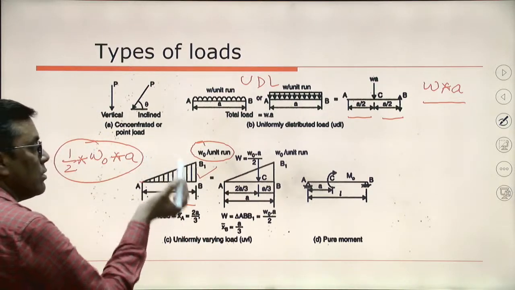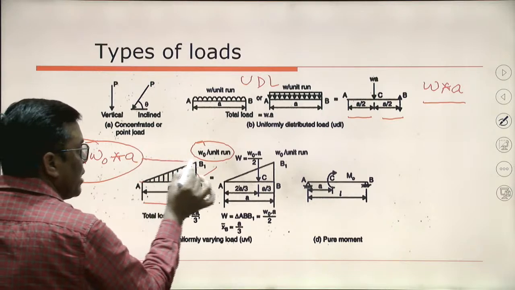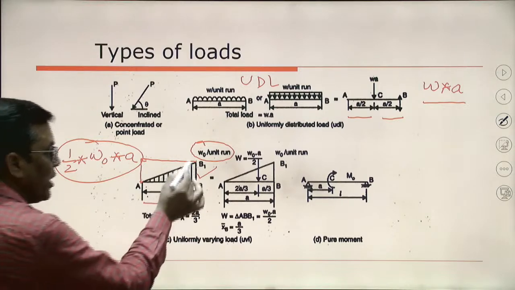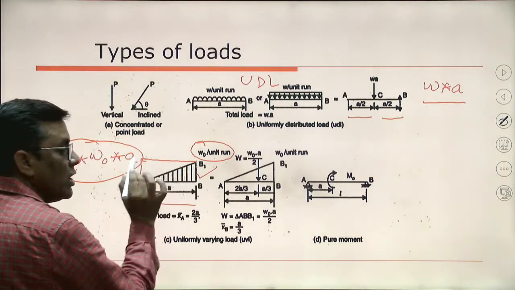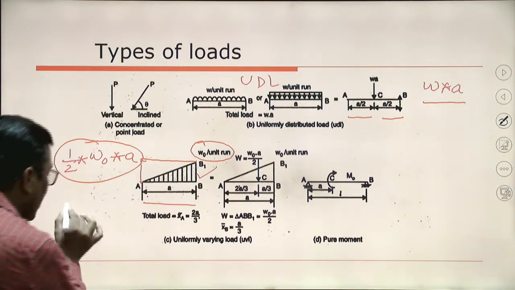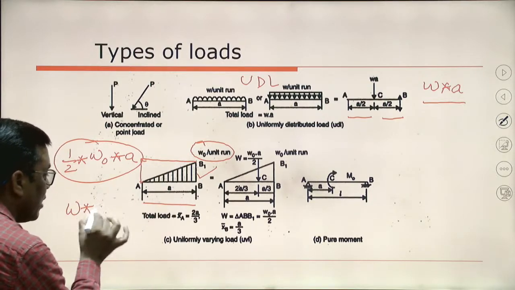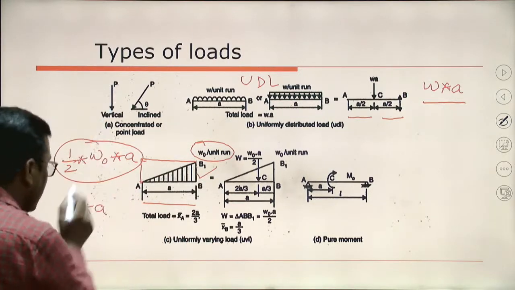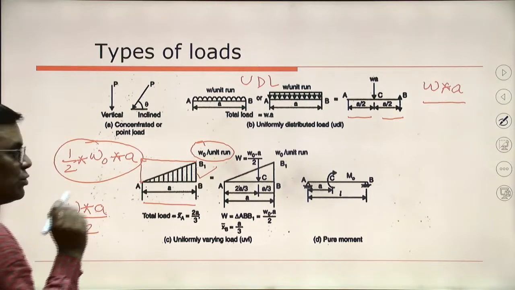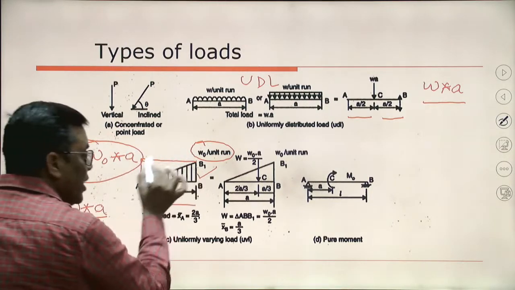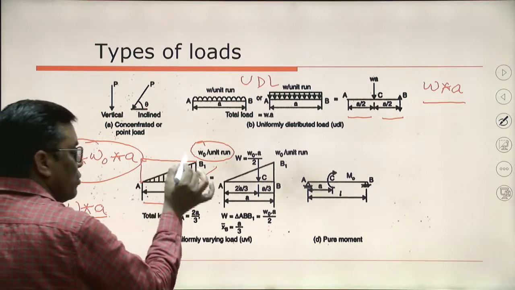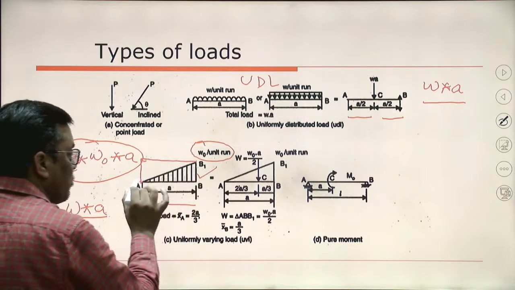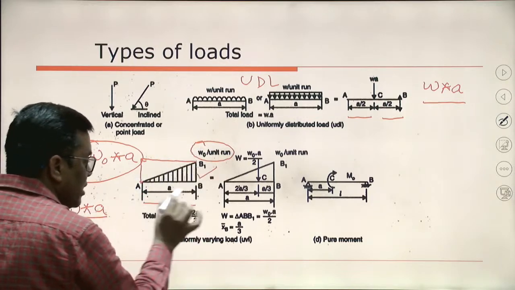From where is it coming? Just look at this. If I convert it into a rectangle, then what does it become? It is just like a UDL. If it is a UDL, then it will be W into A. I am removing the upper half portion, then this will be WA by 2. So keep this in mind: it is the area of the triangle, half into W0 into A, and W0 is the maximum intensity of the UVL, from 0 to W0 in the length A.